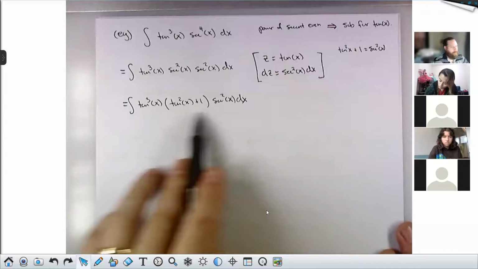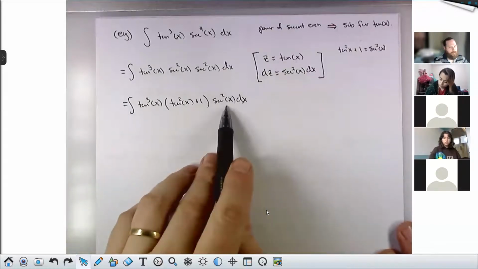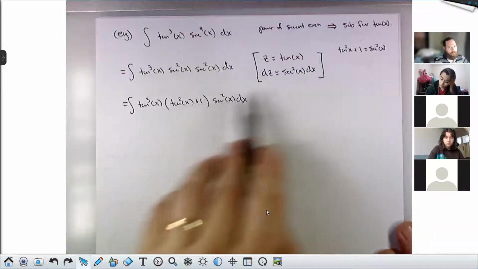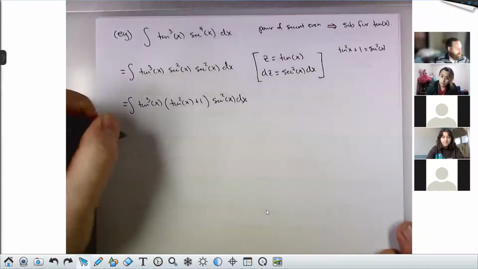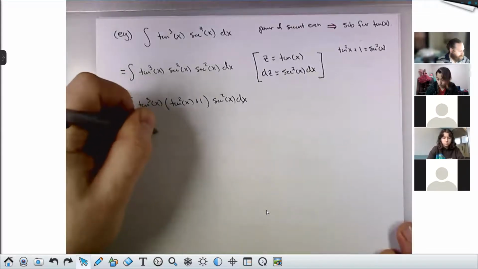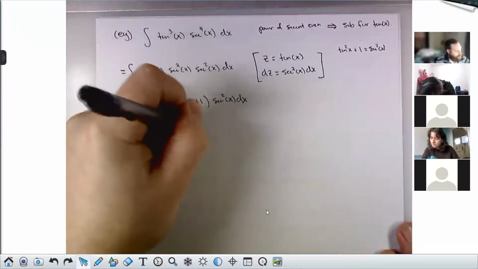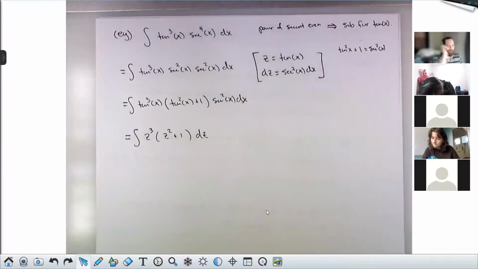This integral is now ready for that substitution because I've got my dz right here. And everything else is in terms of tangent, which is my new variable. So when I plug in that substitution, we get integral of z cubed times parentheses z squared plus 1 dz. Hopefully these substitutions are feeling more and more natural the more you do them. From here, it's an easy problem.